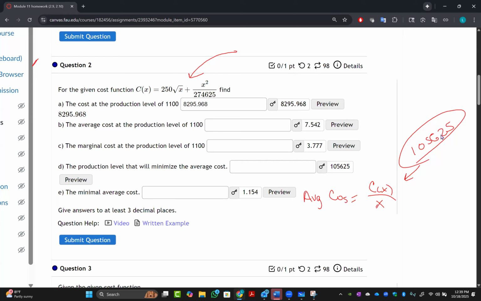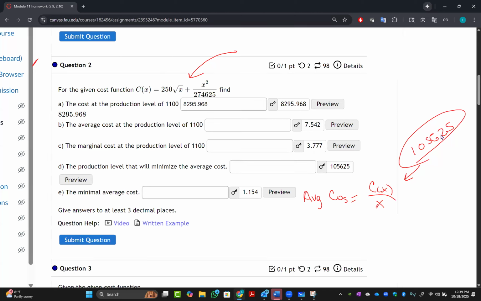So if I want to find the average cost, I want to know how much it costs me for everything, and then I want to know how many things I'm buying, and then I divide those two and I find out what my average is, right? Yes. That's what I said.